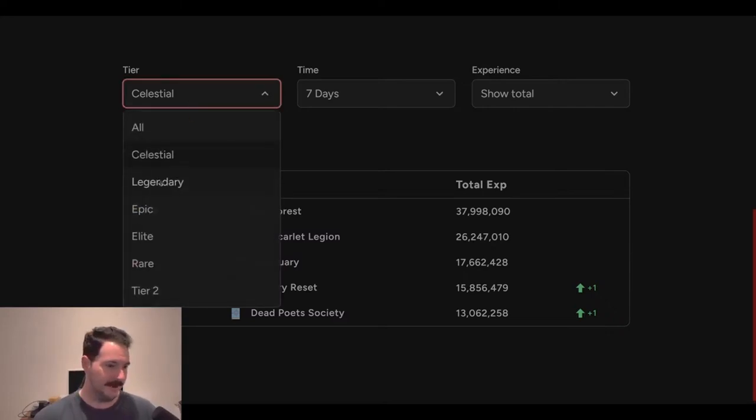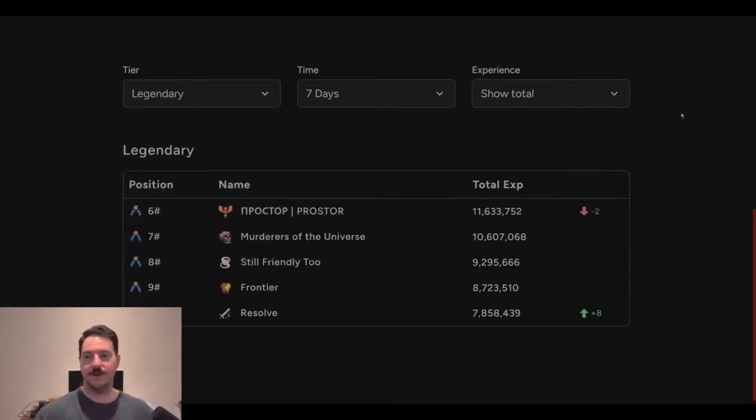Yep. All right. Let's move on to Legendary. This is the 6th through the 10th positions. So Prostor was Celestial tier, which is great to see. Prostor is one of my favorite guilds in SimpleMMO. So they were Celestial tier very briefly. They got knocked down by two heavy hitters, which is completely honorable in my mind. But they are number six now in Legendary.